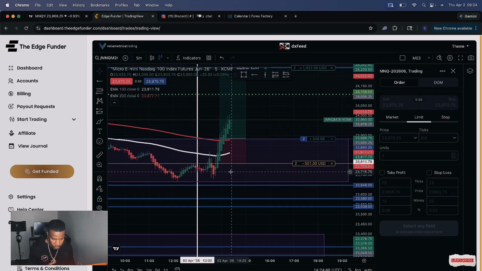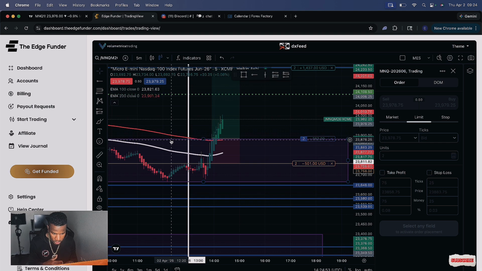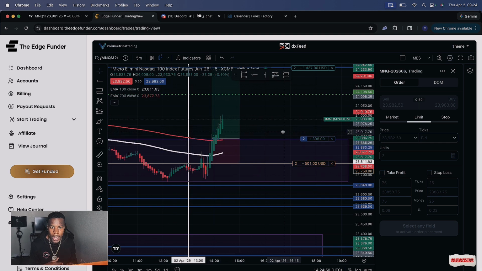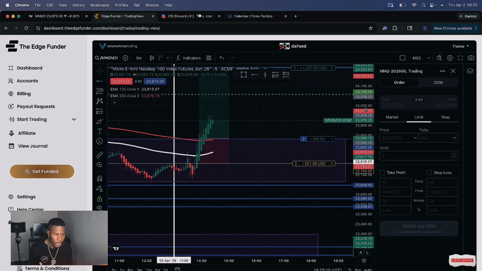So price usually bounces off this or bounces off this, but the second that price breaks above it, I enter for a buy. The second that it breaks below it, I enter for a sell. I take a 2-to-1 risk reward ratio. So if I risk $500, I'm aiming for 1,000.